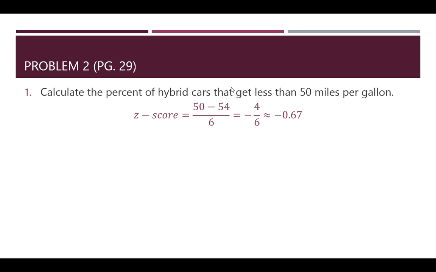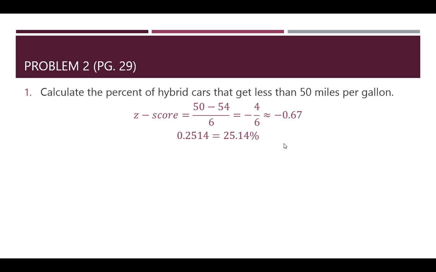So if I look at my z-score table, on the side where all the negatives are, I look for negative 0.6 along the left-hand column, and then I look for 0.07 across the top and see where they intersect. In this case, on your z-table, hopefully you noticed it intersected at 0.2514. So 25.14% of the hybrid cars get less than 50 miles per gallon.